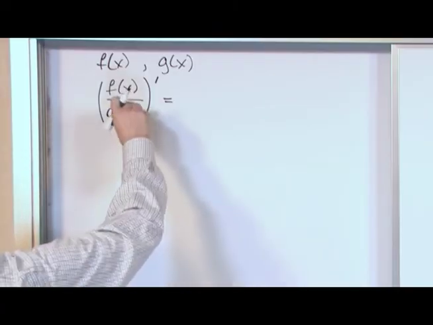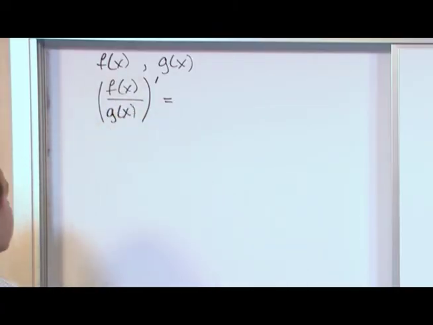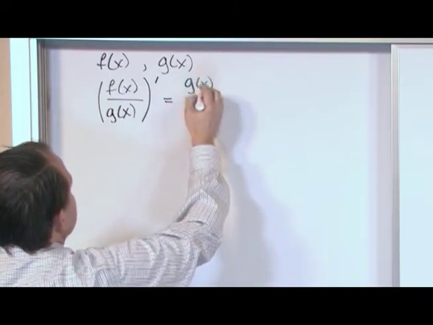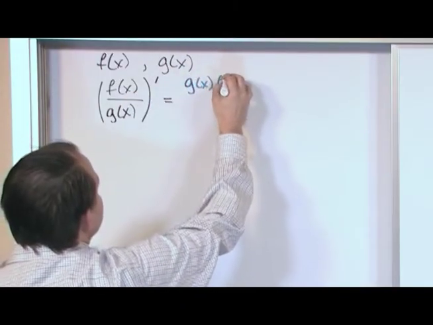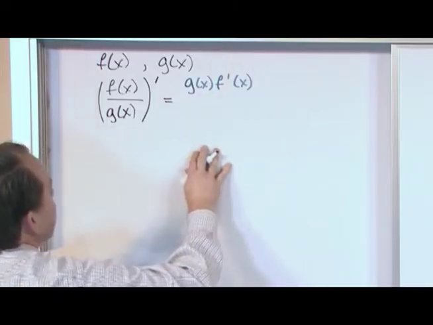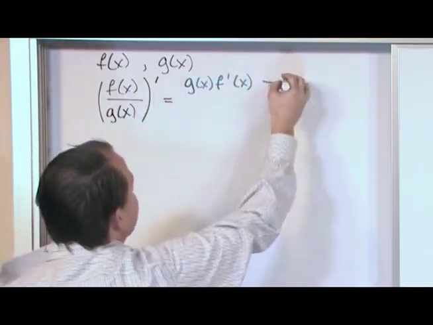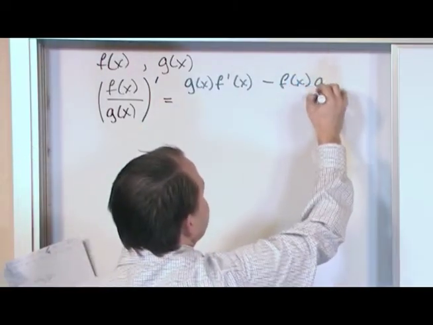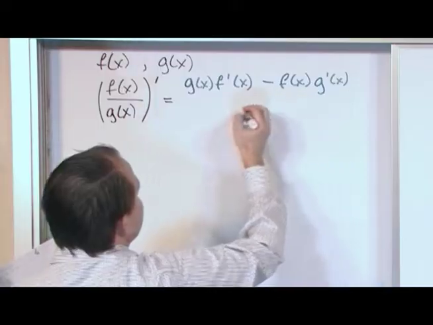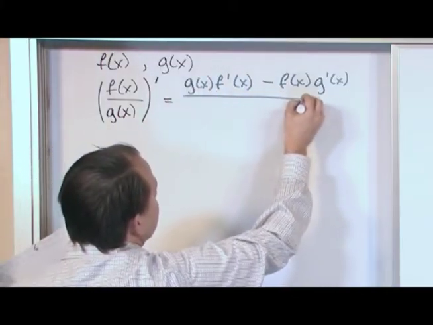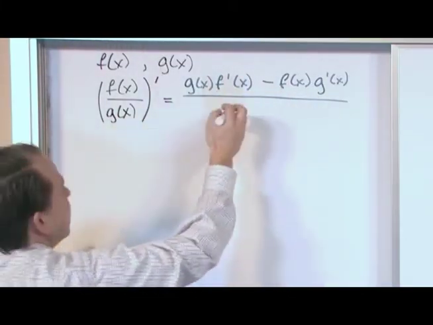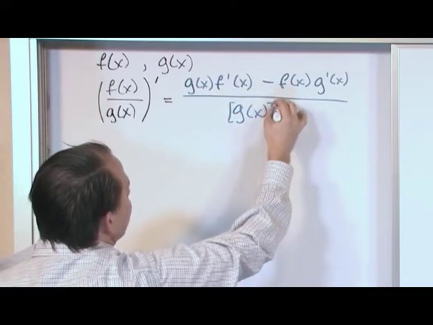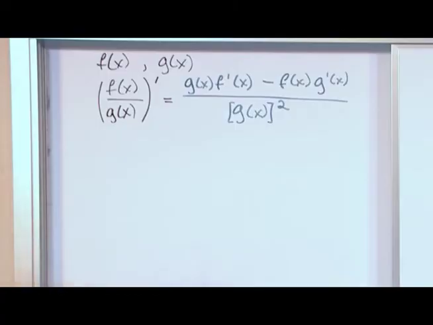So let me close this parenthesis off, g of x. What you have is the bottom function, g of x, times the derivative of the top function, f prime of x, minus the top function, f of x, times the derivative of the bottom function, g prime of x. Then you draw a big division bar over the whole thing, and the bottom is g of x, and just to make it clear, I'll put it in brackets, the whole thing squared. This is what we call the quotient rule.